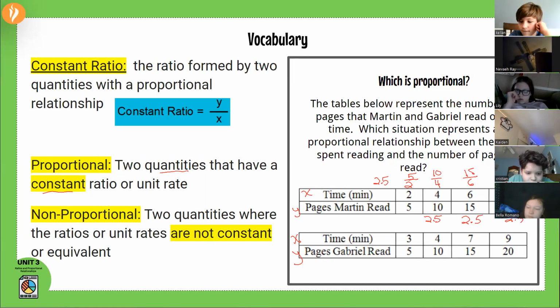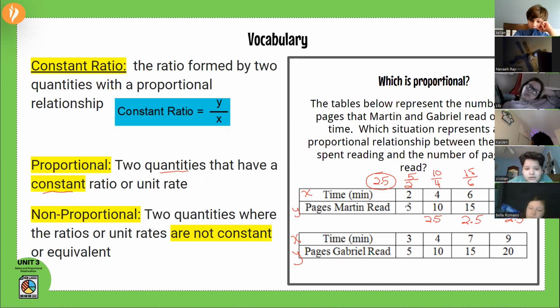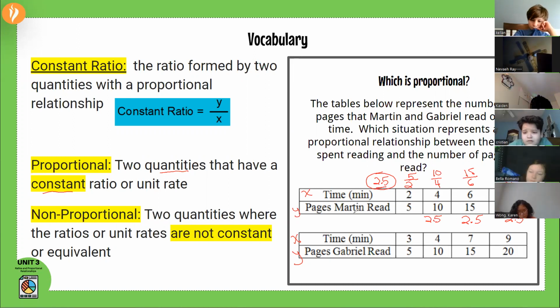So guys, every single time we divided Y by X, we got the same answer, 2.5. So that means this table represents a proportional relationship, and the constant of proportionality is 2.5. In other words, Martin read 2.5 pages per minute. Okie dokie. All right, let's see if Gabriel was reading consistently.